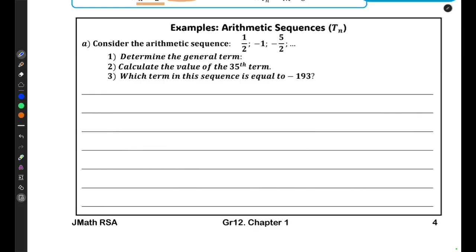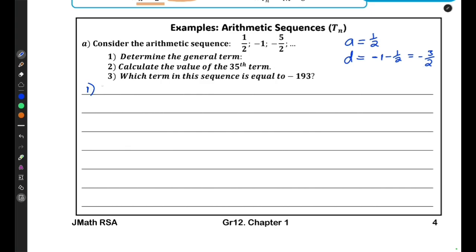Question A. In this arithmetic sequence, determine the general term. I can see A is the first term, which is a half, and D is term 2 minus term 1. So minus 1 minus a half gives me minus 3 over 2. You could work with minus 1.5. Doesn't matter.